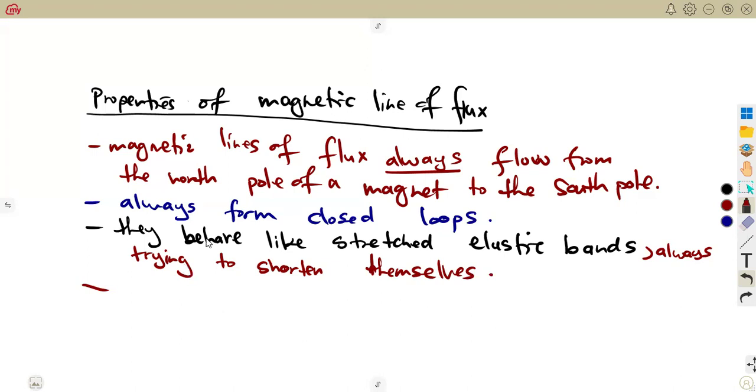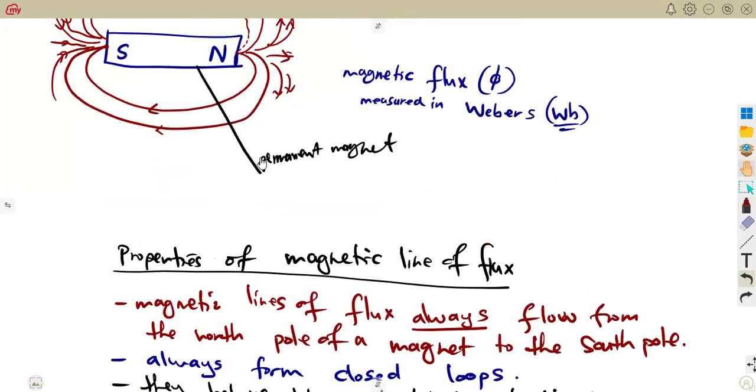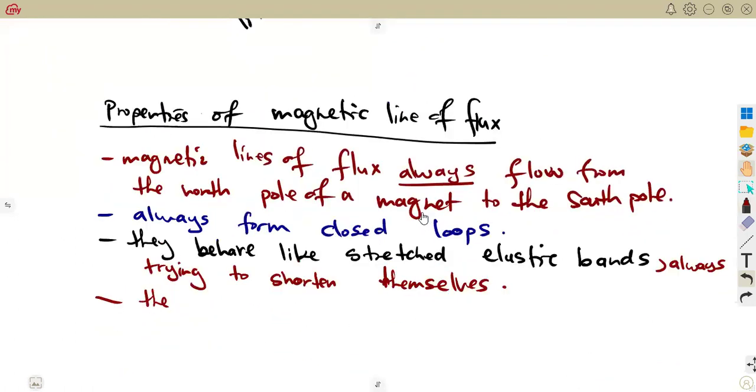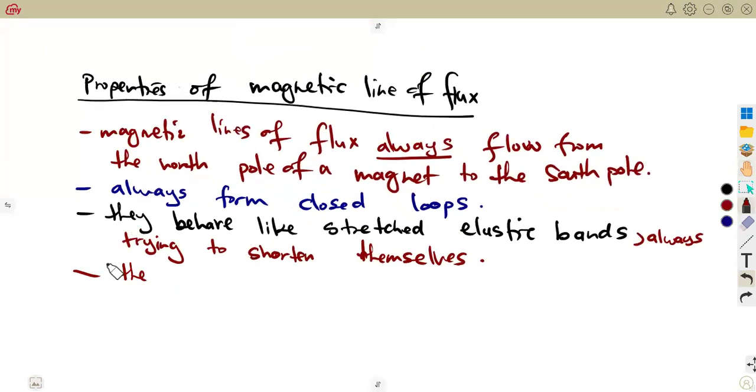They never intersect each other. These lines that we saw there will never intersect each other. They will actually maintain the movement that we are seeing from the north to the south. They will never intersect.